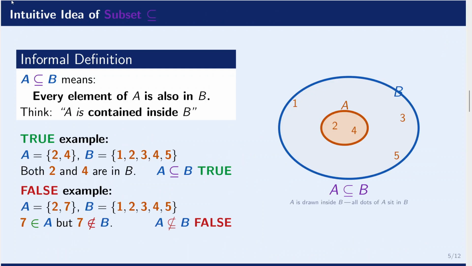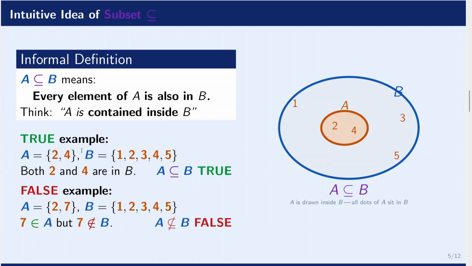Now, let's move on to the intuitive idea of a subset, denoted by this U-shaped symbol resting on a line. The informal definition of A as a subset of B means that every single element of set A is also found in set B. An easy way to think about it is A is entirely contained inside B. Look at the Venn diagram on the right. All dots of A sit inside B.